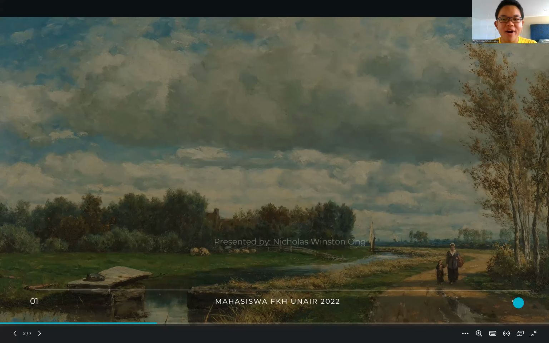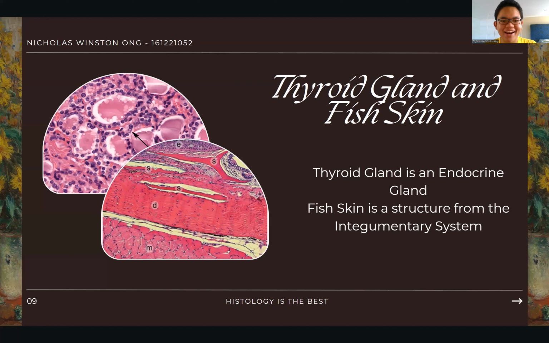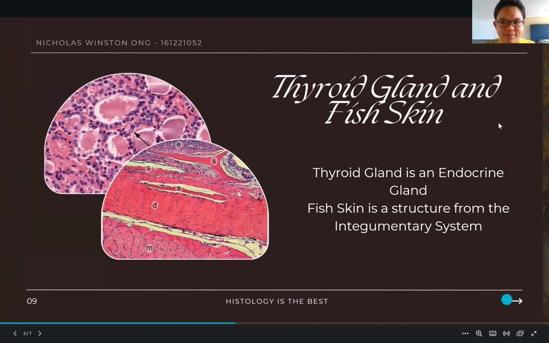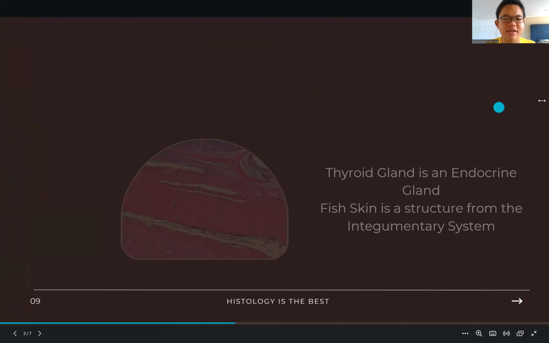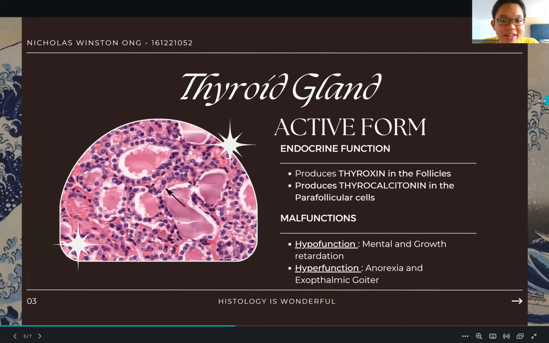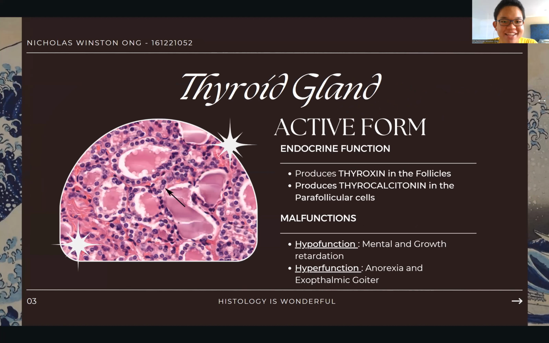So for the endocrine organ, I've chosen the thyroid gland. And as for the integumentary system, its representative will be the skin of the fish. The thyroid gland is one of the few endocrine glands inside the body. It is found in the upper portion of the trachea near the junction between the head and the neck. So its location will be right around here.